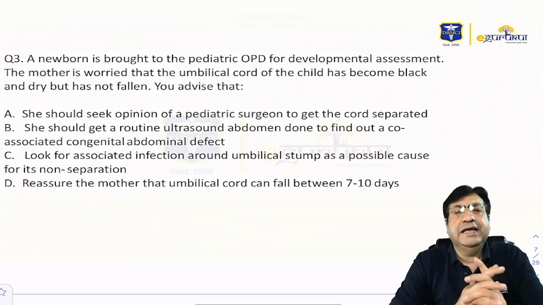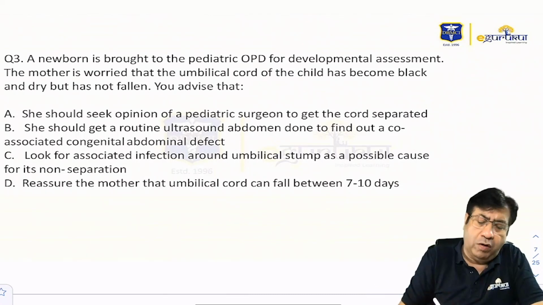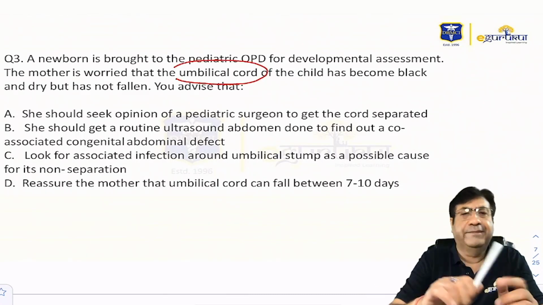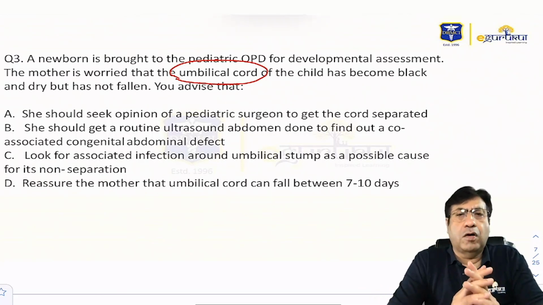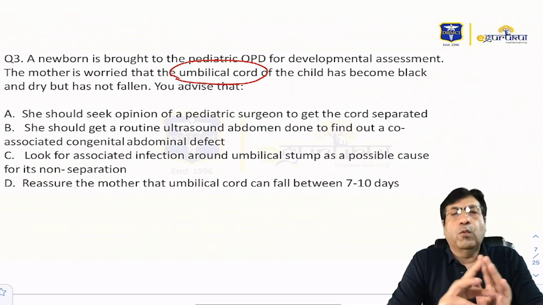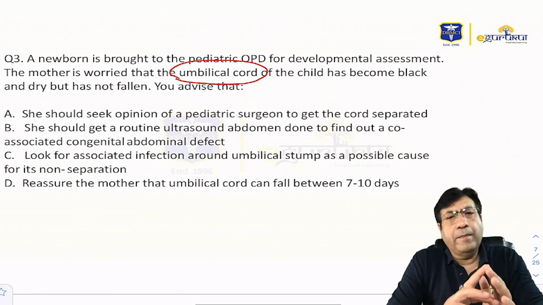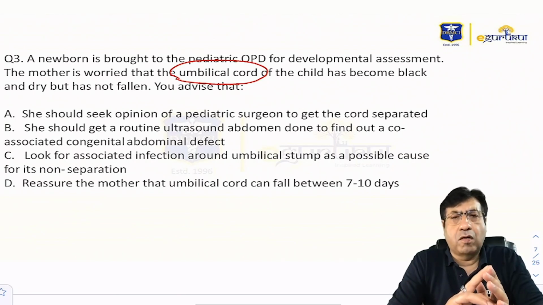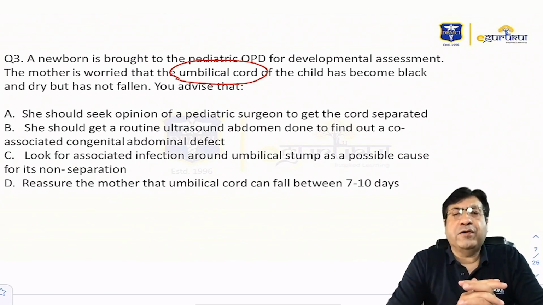Question number 3 is a question from neonatology. Again, it's quite a simple question, and it's basically focusing on the umbilical cord of the child. In my classes, I've talked in detail about the umbilical cord: how many arteries and how many veins there are, when the umbilical cord falls, and what abnormalities can be associated with it. Now, this question says a newborn is brought to the pediatric OPD for developmental assessment.